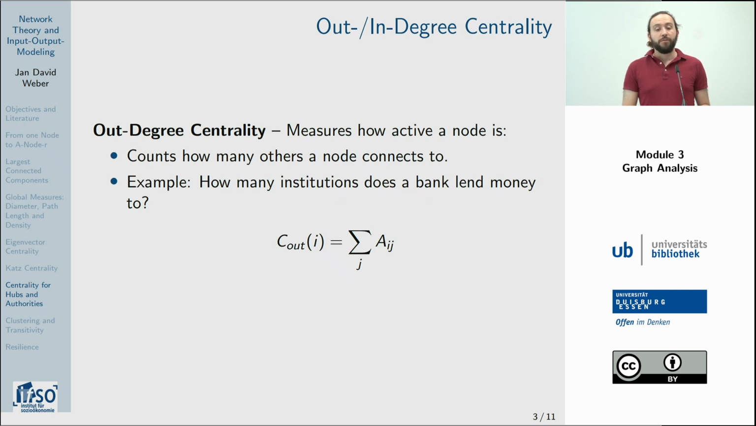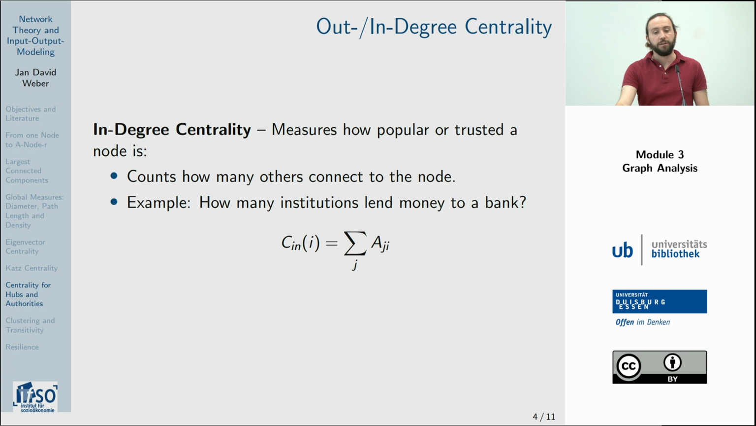So a bank with a high out degree centrality is lending out a lot of money. It is really important in lending out. It connects to a lot of other knots from itself out. Vice versa, in degree centrality measures how popular or trusted a knot is. If everyone lends you money, everyone knows you actually pay that back. So this is the reverse aspect of the out degree centrality.